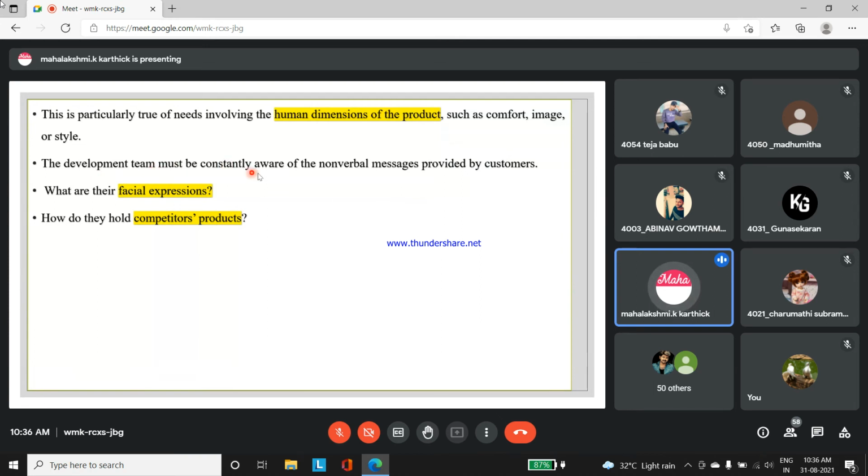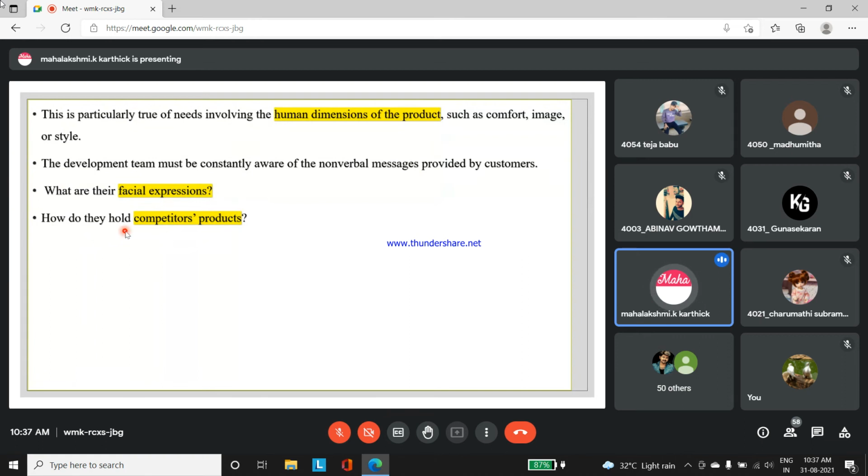The development team must be constantly aware of the non-verbal messages provided by the customer. Some customers will not be satisfied just by the details we are giving about the product, or they need some demonstrations to be performed in front of them. So what are their facial expressions? In each and every conversation between an interviewer and the customer, there will be many facial expressions, which show they can understand our product properly, or sometimes they have some doubts that can be shown in their faces. Those things have to be understood by the interviewer.